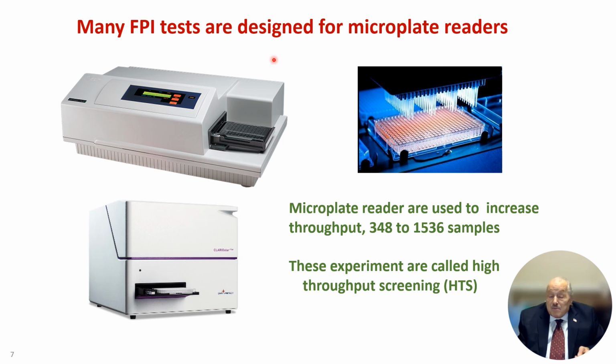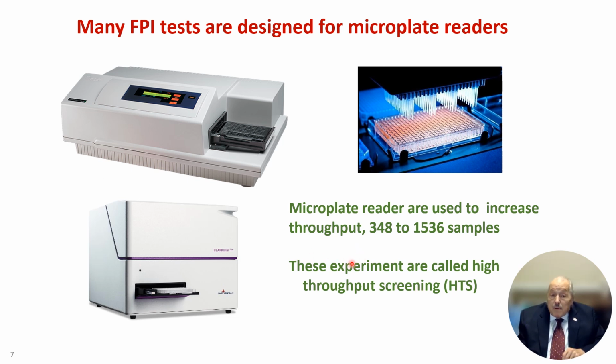Many of the microtiter plates that are used are designed for FPIs. The microtiter plates can have anywhere from 384 to 1536 samples. Maybe I reversed a number there. But anyway, you can do a large number of tests at one time. And these are the experiments that are called high throughput screening.